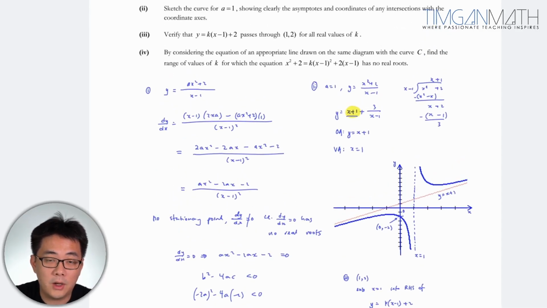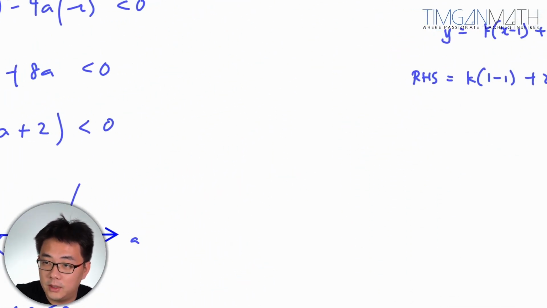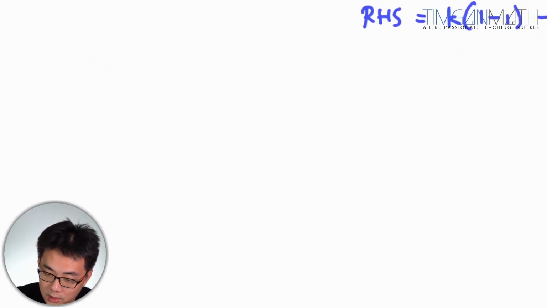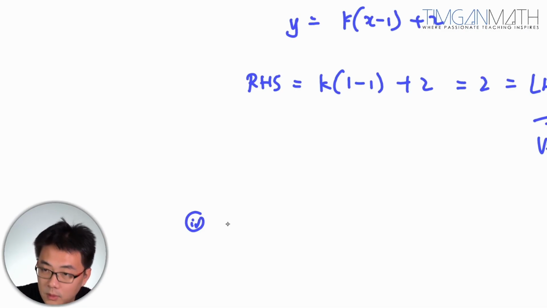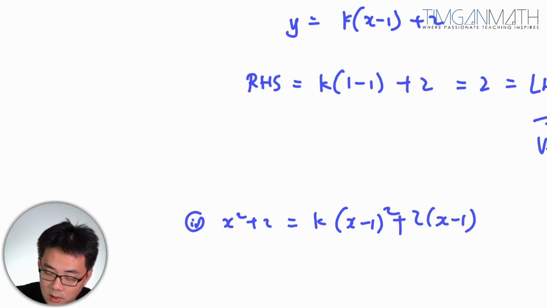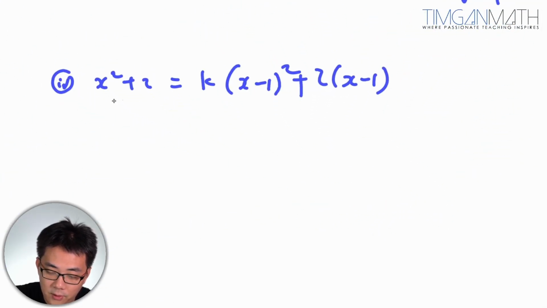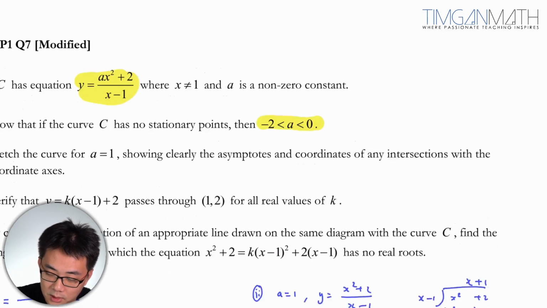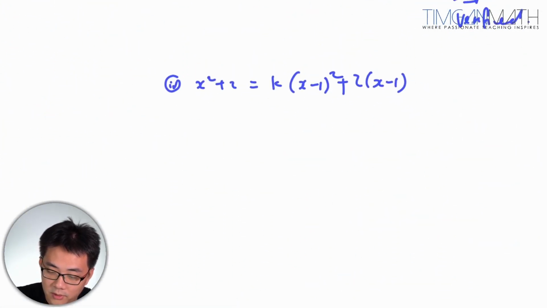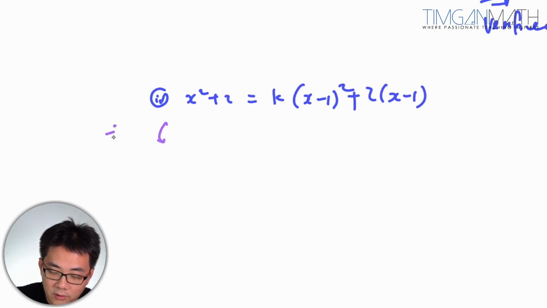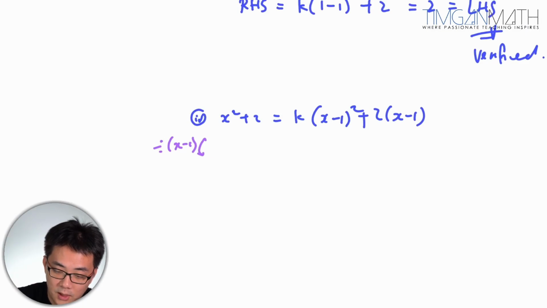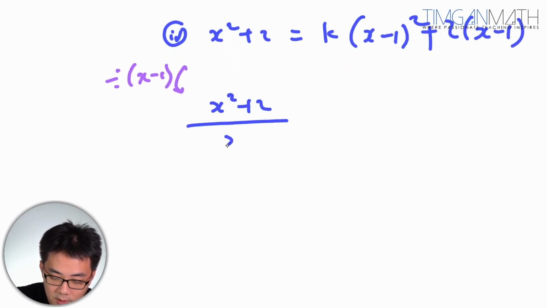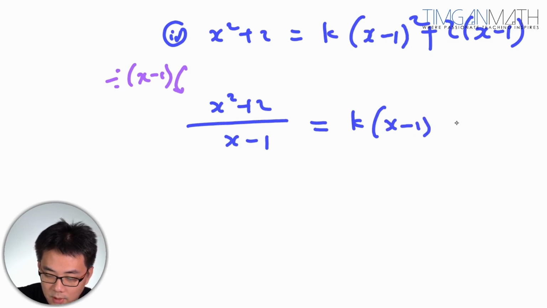The second part is: by considering the equation of an appropriate line drawn to the curve C, find the range of k for which this has no real roots. So this equation here, what we have is x squared plus 2 equals k(x minus 1) squared plus 2(x minus 1). What we need to do is just try and find out how we get the curve C here. I'm going to just divide both sides by x minus 1. And then this will just be (x squared plus 2) over (x minus 1) equals k(x minus 1) plus 2.